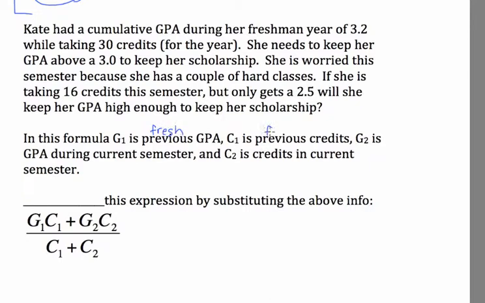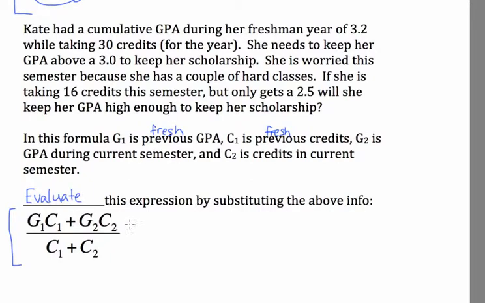C1 is previous credits, so that's the freshman credits. G2 is GPA during current semester, and C2 is the credits in the current semester. So first, what type of problem is this? What are we going to do with this expression? We are going to substitute this information from the problem into our equation, and then we will evaluate it. We will get out an answer. So we are going to evaluate this expression. Evaluate means when you have a formula, you put numbers into it and you get numbers out. We are going to get out what her GPA would be if this happened.